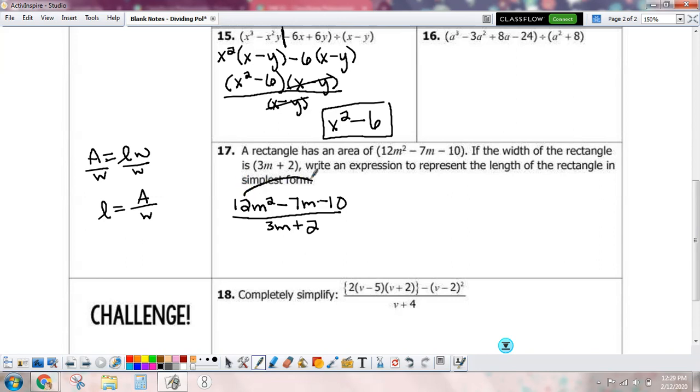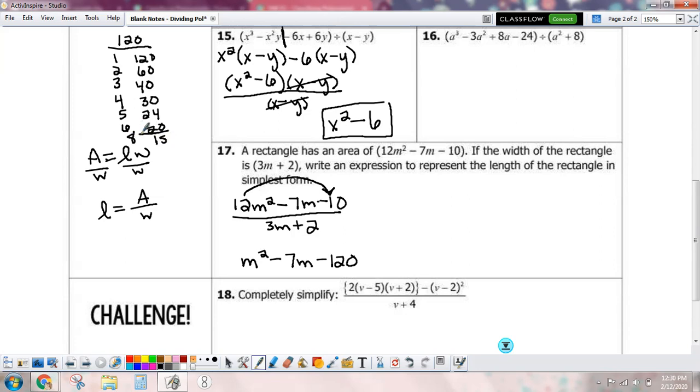So I'm going to slip my 12 to the end, so then I have m squared minus 7m minus 120. And now I need to simplify this. Whenever I'm looking for the numbers that multiply to get 120, I can write out my factors. Okay, so I know 1 and 120 works. I know 2 and 60 works. I know 3 and 40. I know 4 and 30. I got 5 and 24. 6 and 20. None of these have worked yet, so it's 8 and 15. And I know that 8 and 15 is going to work because 15 minus 8 is 7.